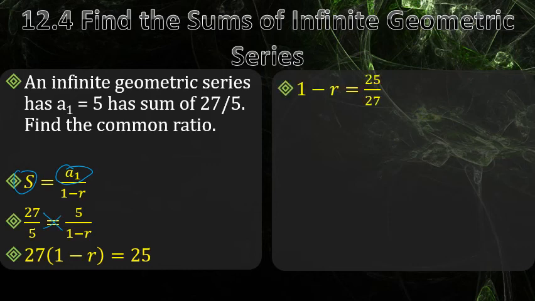Probably divide by 27. Subtract 1. So 25 27ths minus 1 is negative 2 27ths. Just think, if we're subtracting 1, that would be like subtracting 27 27ths. 25 minus 27 is negative 2. And then divide by the negative, so r is 2 27ths.